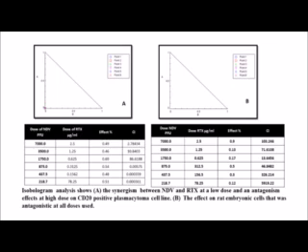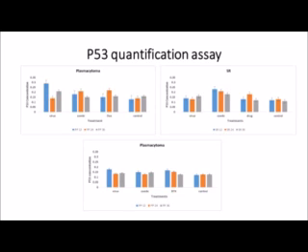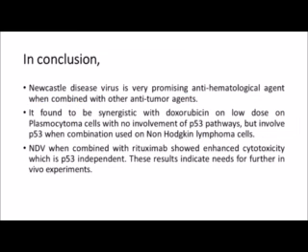Isopolygram analysis in figure A shows synergism between Newcastle virus and rituximab at low doses and an antagonistic effect at higher doses on the CD20 positive plasmacytoma cell line. Figure B shows antagonism at most doses used on normal embryo fibroblasts. The P53 quantification assay was used to determine the possible mechanism of action for synergism between the Newcastle virus and current therapeutic agents.